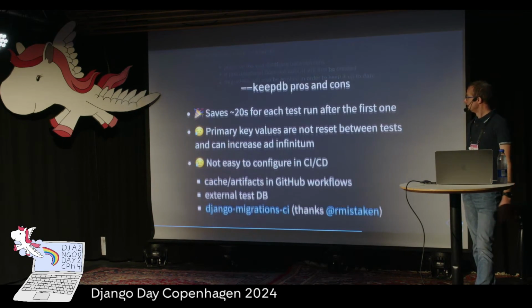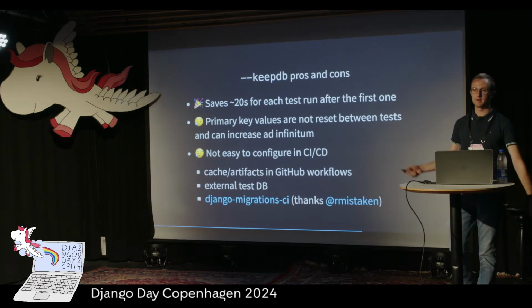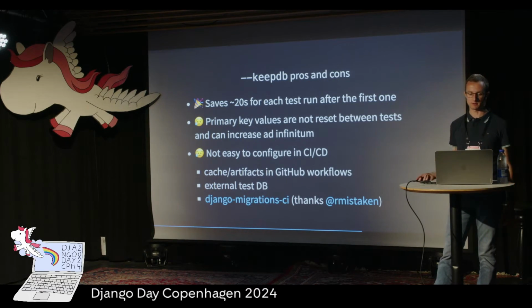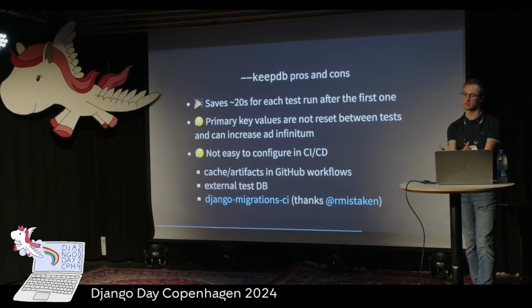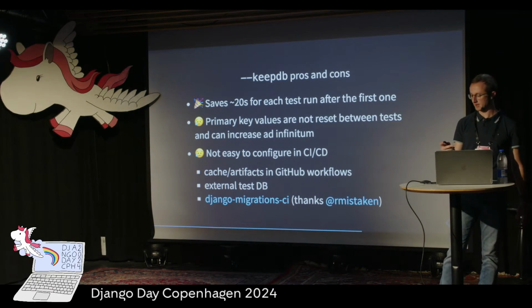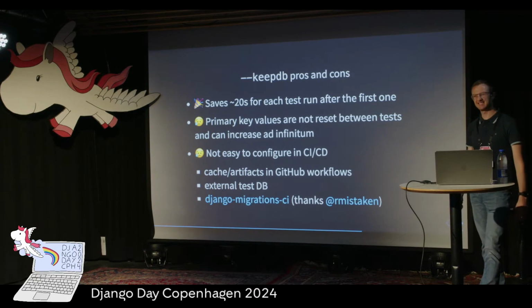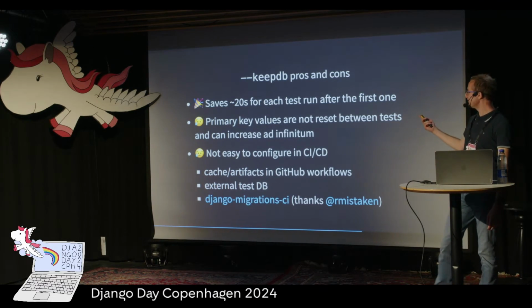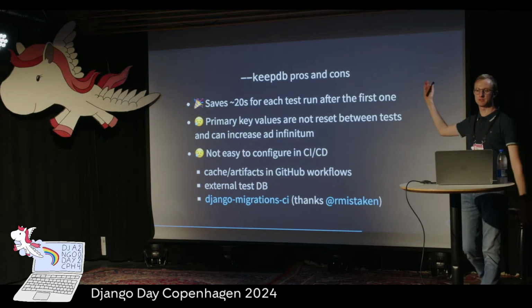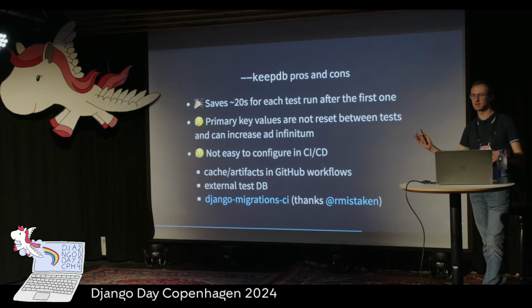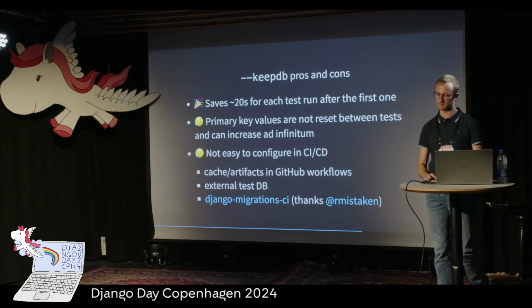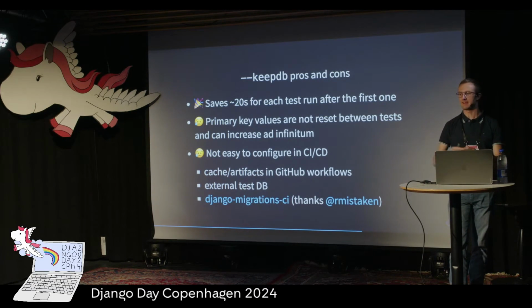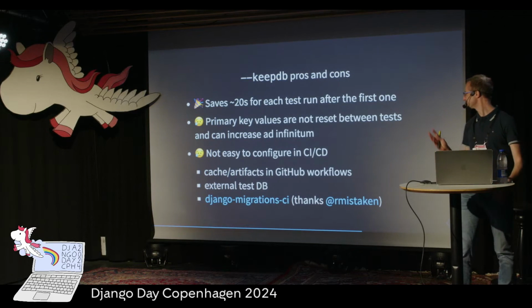Pros and cons. Well, running tests locally, it's perfect because it saves 20 seconds for each test run, because it keeps your database structure intact. Not a real problem, but primary key values are not reset between tests, and they can increase ad infinitum. So they can become really big, and if you are running a lot of tests, every single commit, every single code change, well, they can overflow.